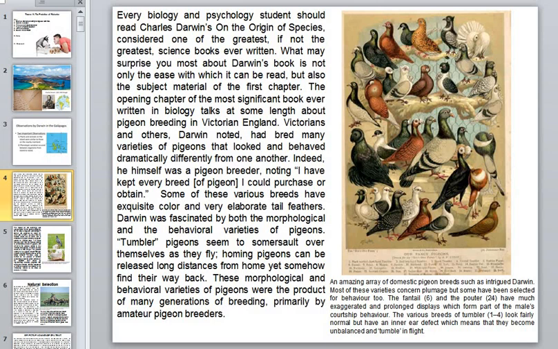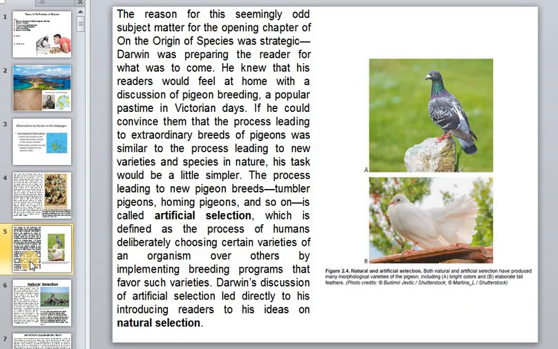And these morphological and behavioral varieties of pigeons were the product of many generations of breeding, primarily by just pigeon breeders like Darwin was. And here is the reason for this seemingly old subject matter: the opening chapter of this very important book, On the Origin of Species, was strategic. Darwin was preparing the reader for what was to come.